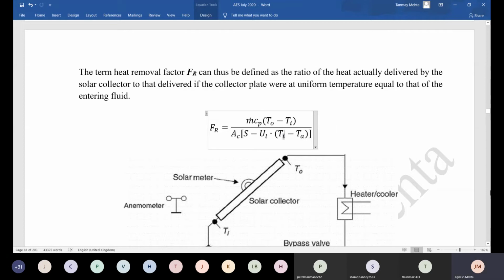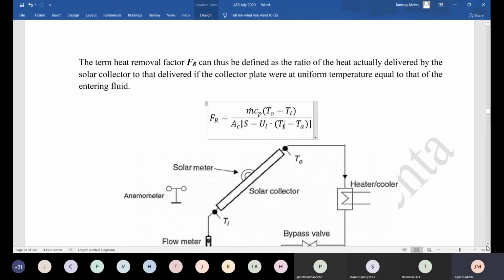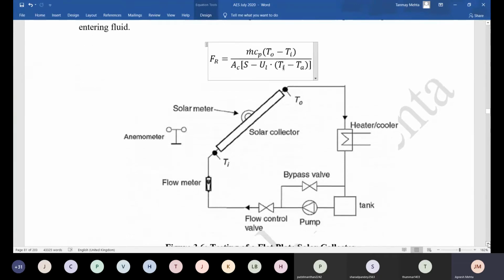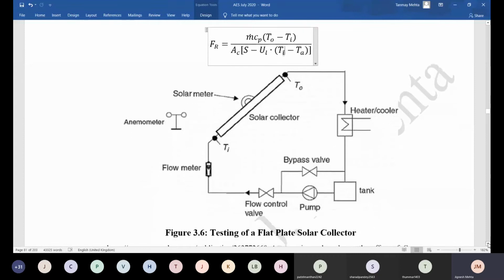Okay. Now this figure, which is shown next, explains the procedure for testing a flat plate collector. Why is testing done? Testing is done to plot the efficiency graph. What is it plotted against? Efficiency is plotted against (Ti minus Ta) upon IT, the total heat flux that is falling on the solar collector.